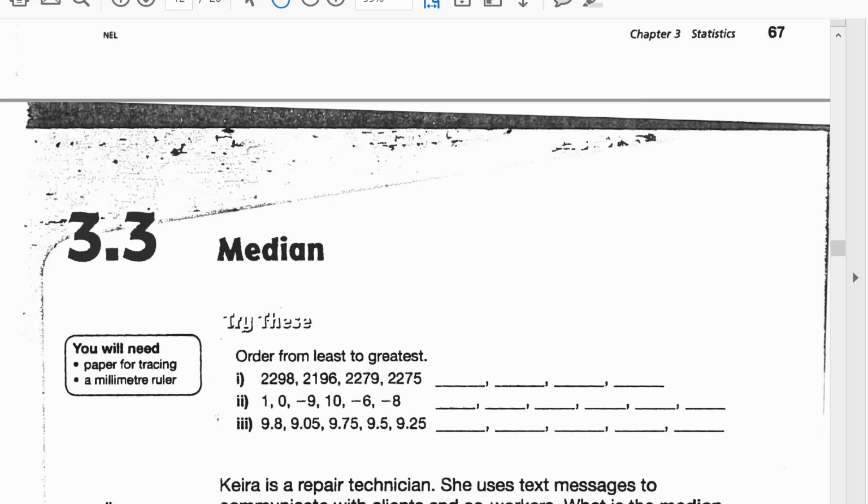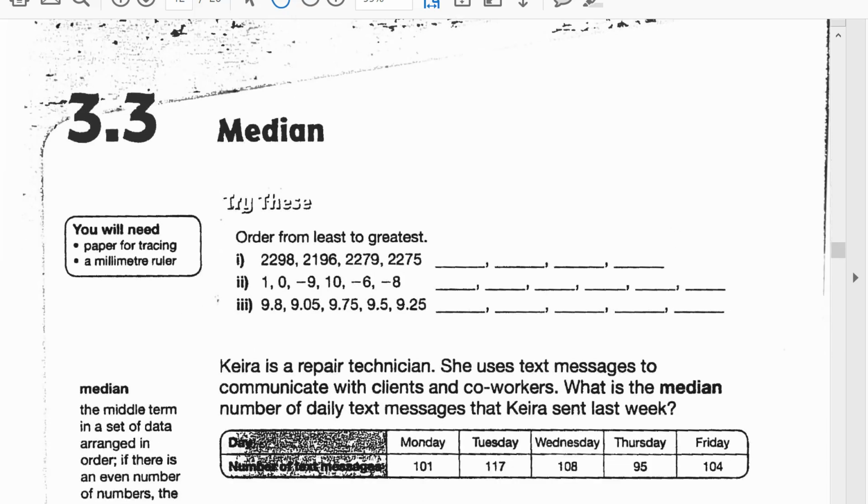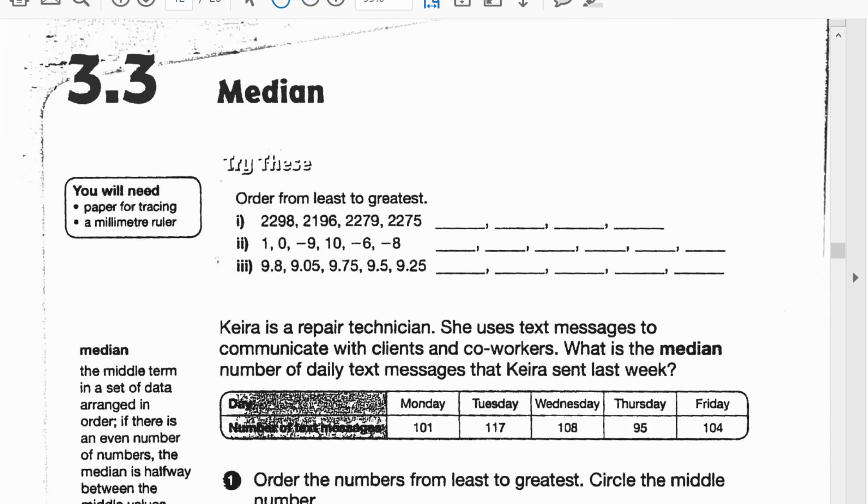All right, welcome to 3.3 Median in Unit 6. Okay, so you'll need paper for tracing and a millimeter ruler.